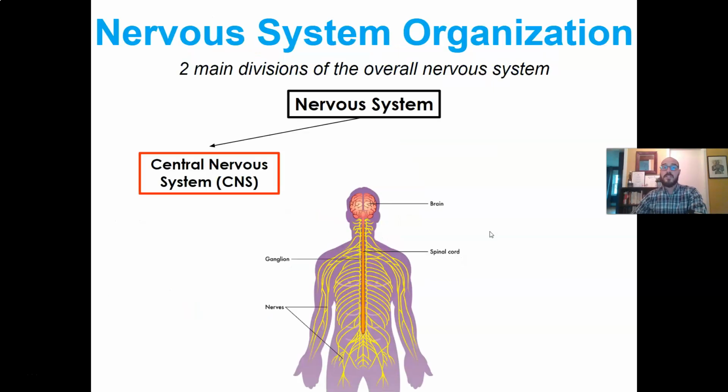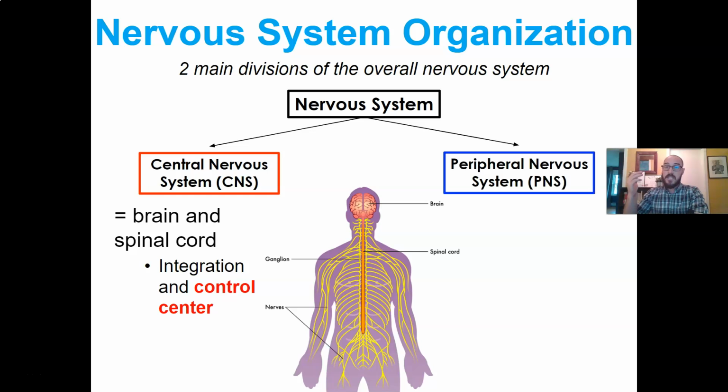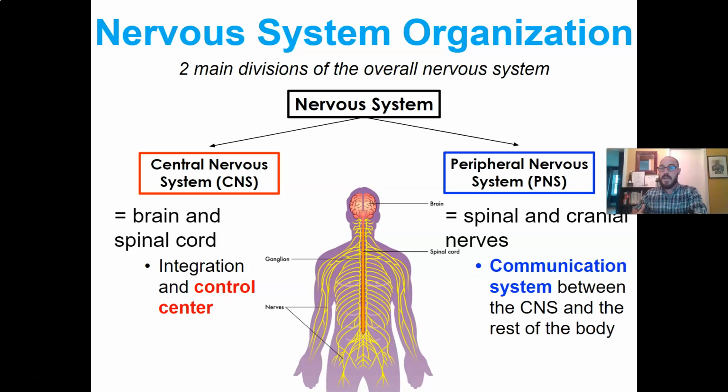So let's talk about what the nervous system looks like. It's broken into two parts: the central nervous system, that's your brain and spinal cord, and that's the control center we talked about at the very beginning of this. And then there's the peripheral nervous system. Periphery means something kind of far away. So this is outside the central nervous system, and that's going to be your nerves that connect to your spinal cord. So that's the communication system between your central nervous system and everything else that's happening out here.